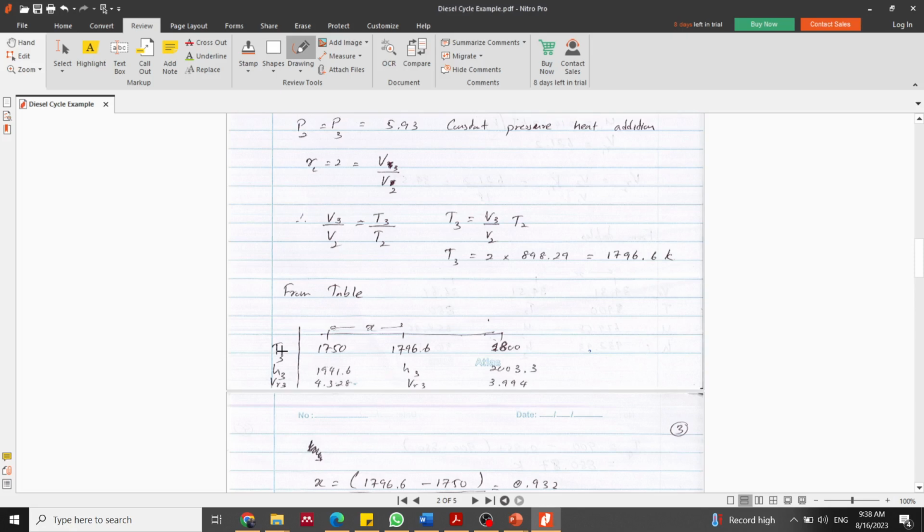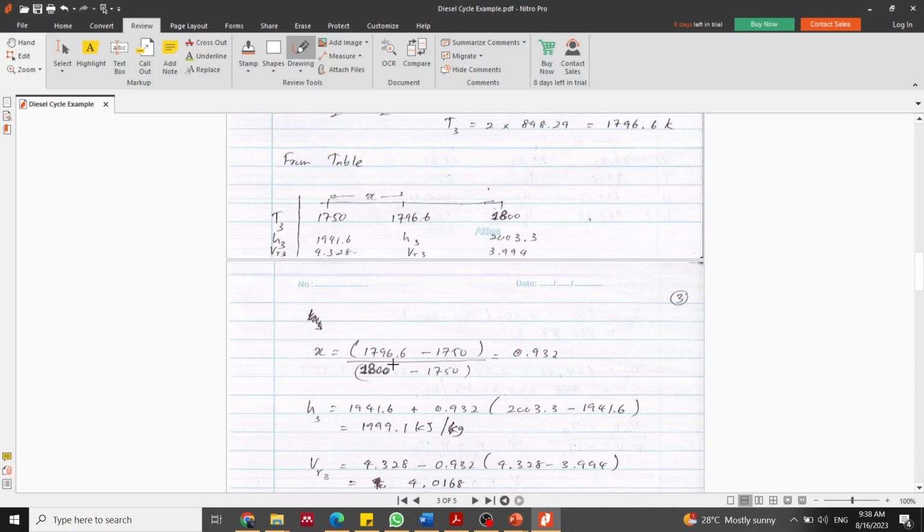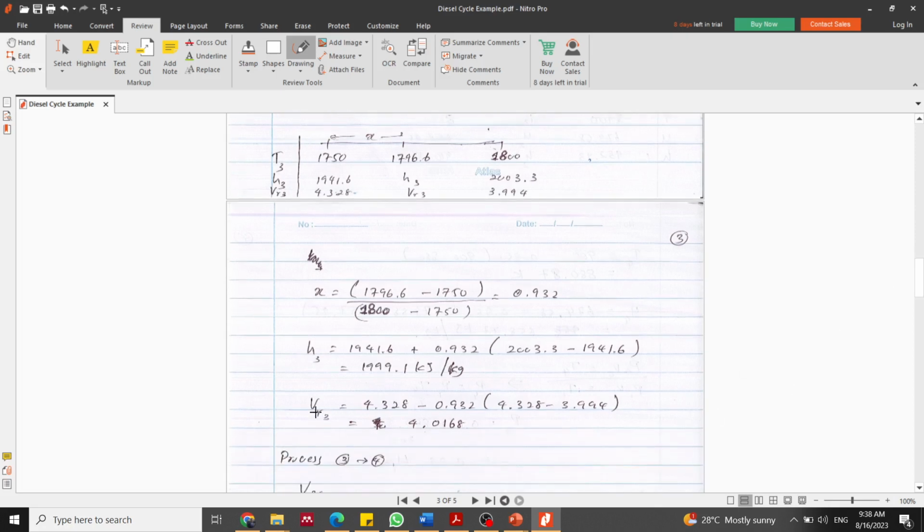Then we can calculate the fraction. So H3 and VR3 values are extracted. Then we can calculate the fraction x, which becomes 0.932, and also H3 becomes 1999.1 kilojoules per kilogram. Then we can also calculate the VR3 value, equal to 4.0168.